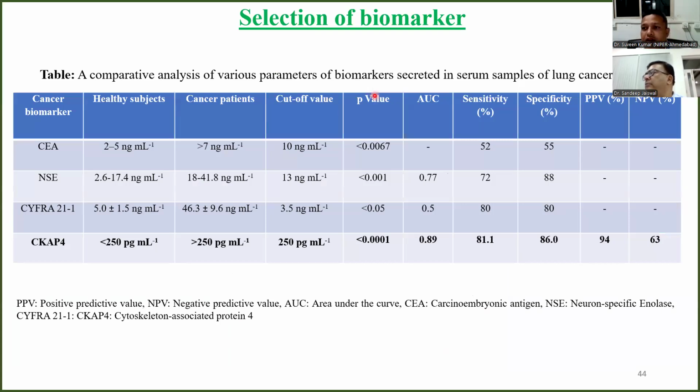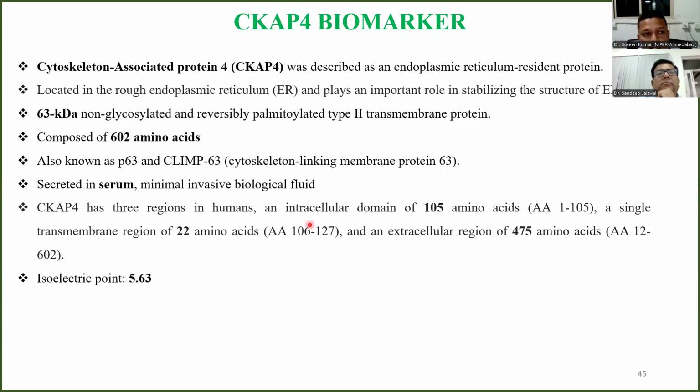Again, we have investigated several papers, and here we have shortlisted 4 different biomarkers, looking at the AUC, sensitivity, specificity, PPV, NPV. In terms of this, we can say CKAP4 can be used for the diagnosis of lung cancer. Its cutoff value is 250 picogram per ml; below this the subject is healthy, and beyond 250 picogram per ml the subject is suffering from cancer. CKAP4 is 63 kilodalton and is made up of 602 amino acids.